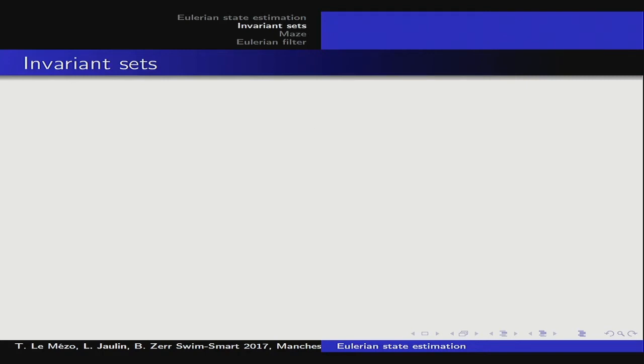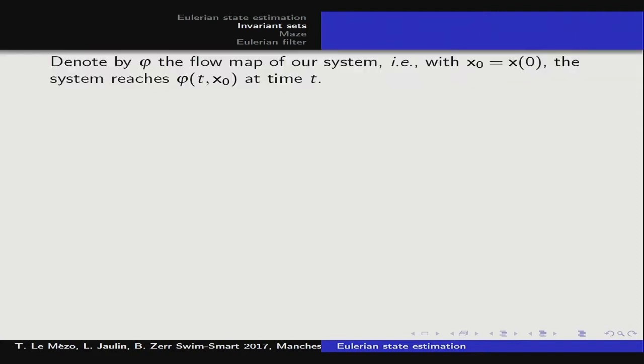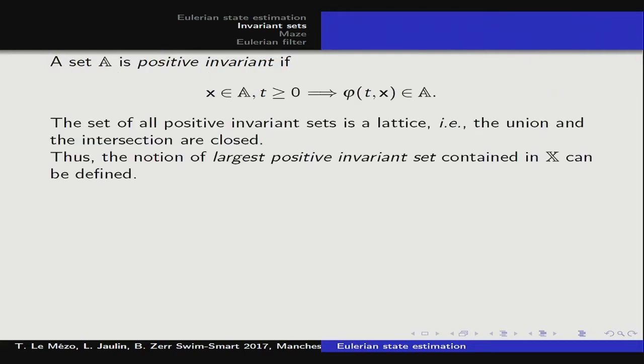Everything is related to the basic tool for this, the invariant sets, which are important in control theory. So what is an invariant set? First, I introduce the flow map, which corresponds to the solution of the differential equation. It means that if I start at x0, and I take time t, then phi will give me the state where I am at time t.